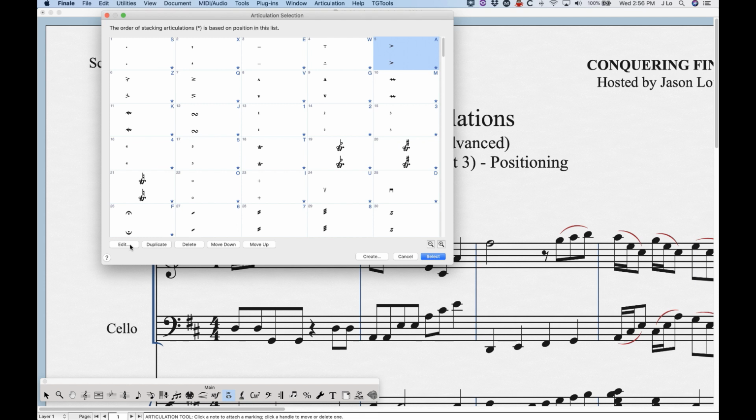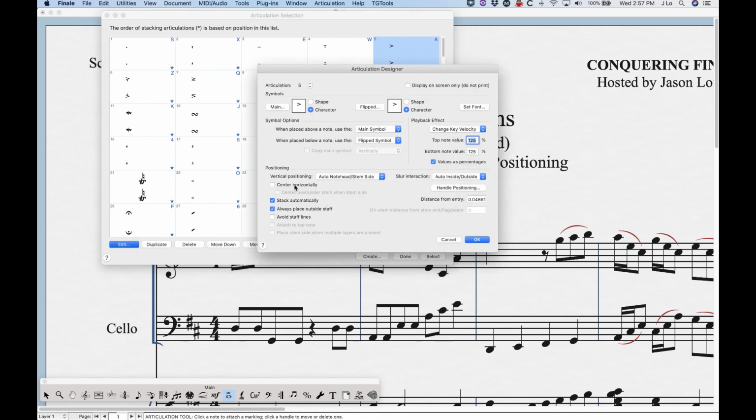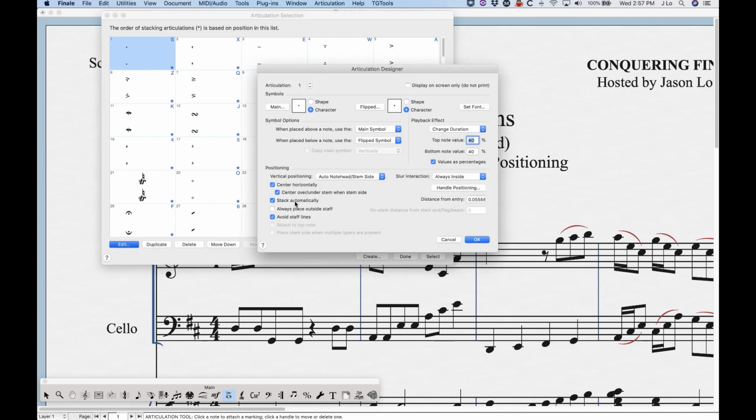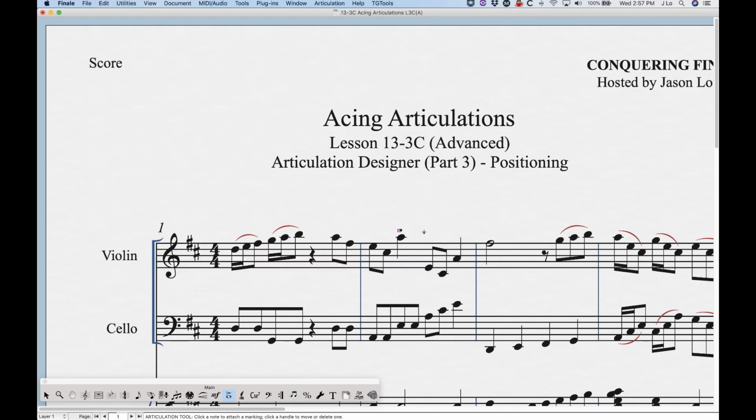Most of the articulations here are set to be centered horizontally, so don't worry about it. There are a couple that are not, and there's a good reason for that, and I'll show you that when we get to them. Center over under stem when stem side. Now this is an option that was added not too long ago, I believe, specifically for the staccato articulation. Now it's unchecked for the accent, but if we look at the staccato, we will see that it is checked. And when that option is checked, you'll see that the staccato goes centered over the A there.